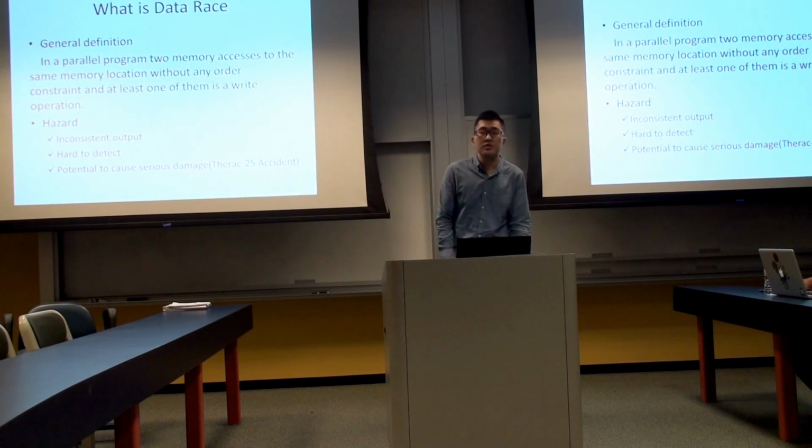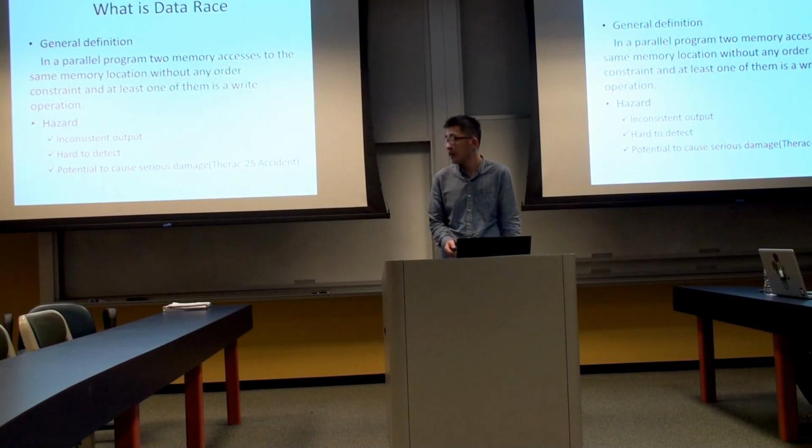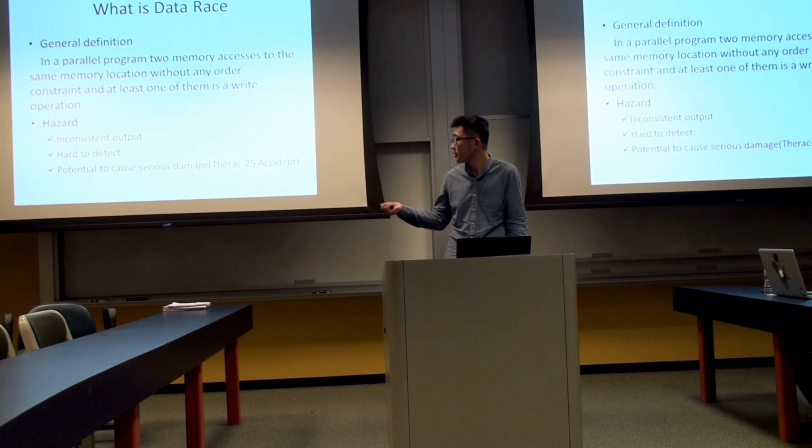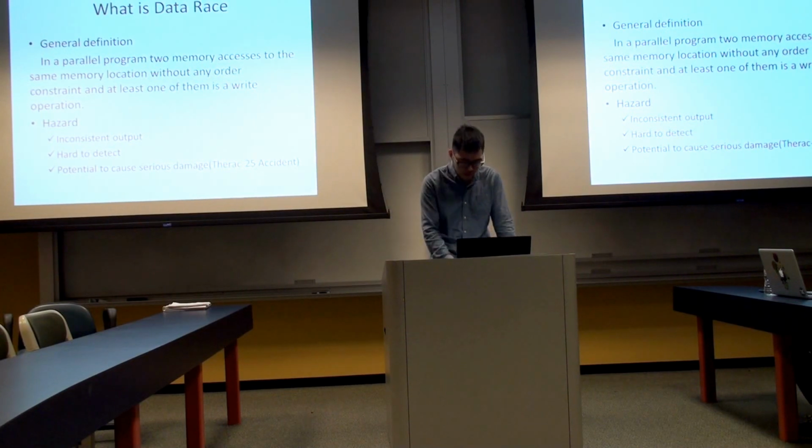The first one is that the result is inconsistent. It will change each time you execute it. It's also hard to detect because you need to find both of these two memory accesses. Otherwise, you cannot fix it. And if this bug happens in some very important embedded system, for example, an aircraft or a radiation machine, it will perhaps create some disaster. Here's one very famous accident: 3 people died just because of one race bug. So this bug is pretty important.